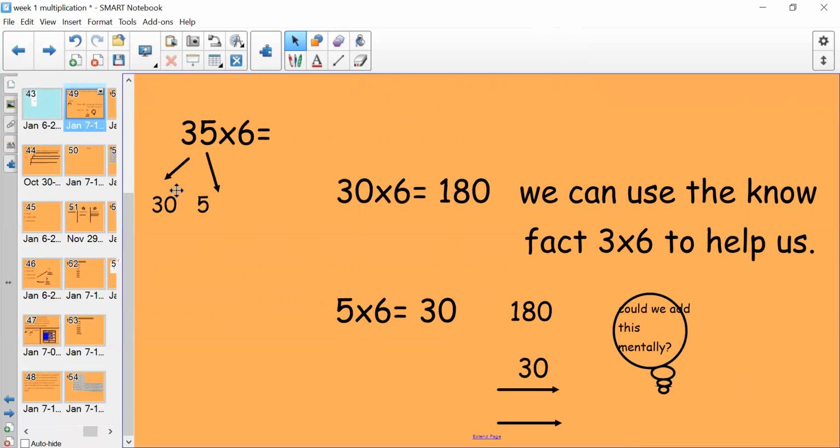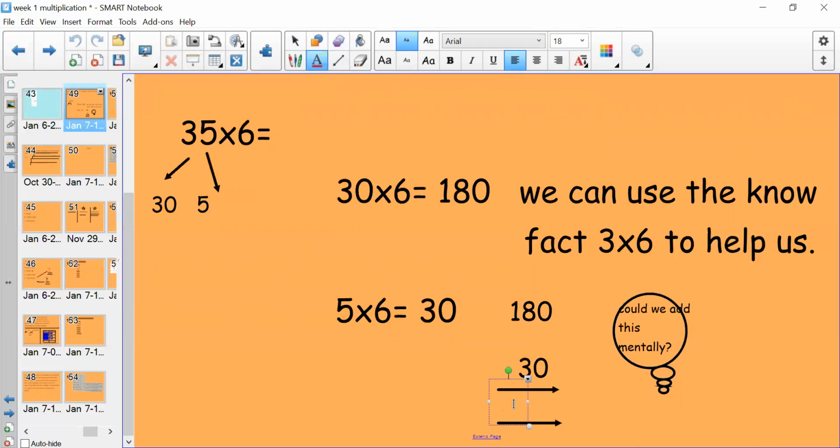And then, because we partitioned, we need to add those numbers back together to get our final answer. So you could set it out in column method, 180 add 30, which will be 210. And I really want you to think about, do you actually need to put that into a column method and work it out, adding the columns, or could you actually add that mentally? Because if you can do it mentally, that's the best way to do it.